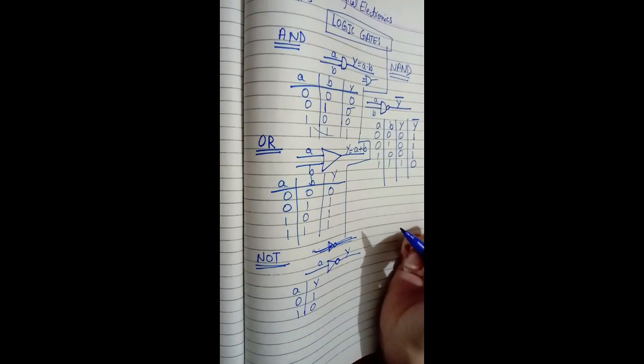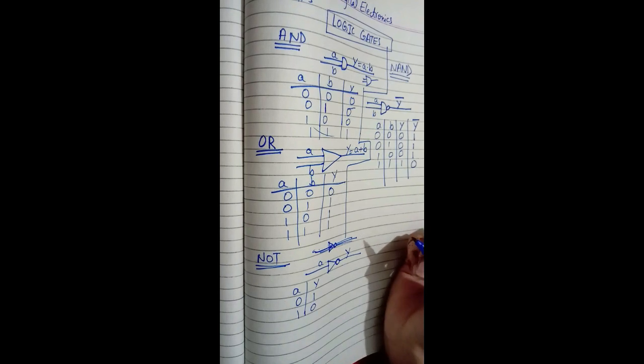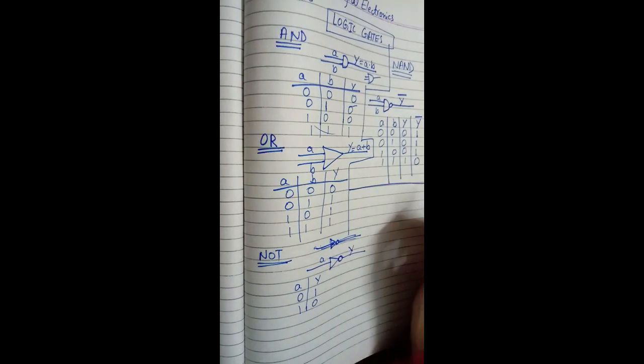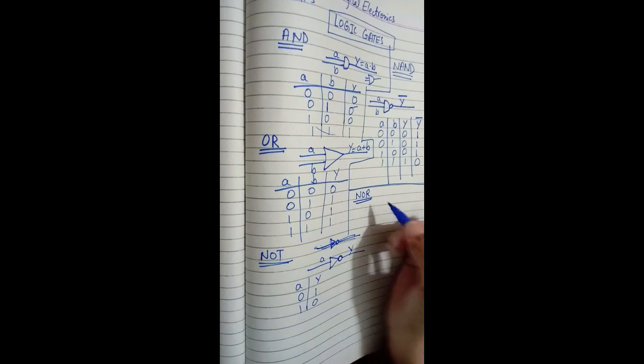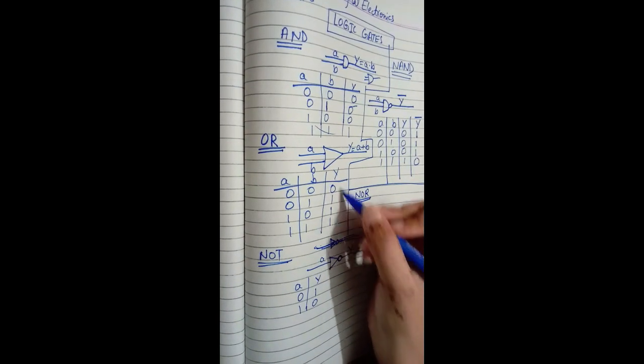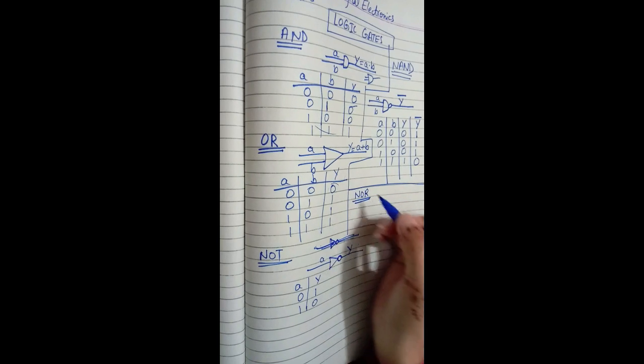The next gate we have is NOR, which says the opposite of OR. Like the answers of OR, we will convert them, we will make the Y prime.